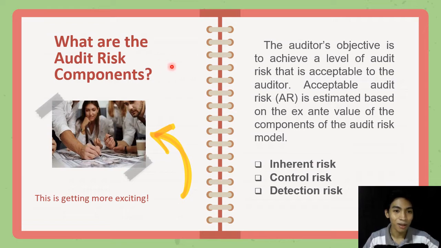Now, let's talk about the audit risk components. We know that the auditor's objective is to achieve a level of audit risk that is acceptable to the auditor. Acceptable audit risk is estimated based on the ex-ante value of the components of the audit risk model, and these are the inherent risk, the control risk, and the detection risk.